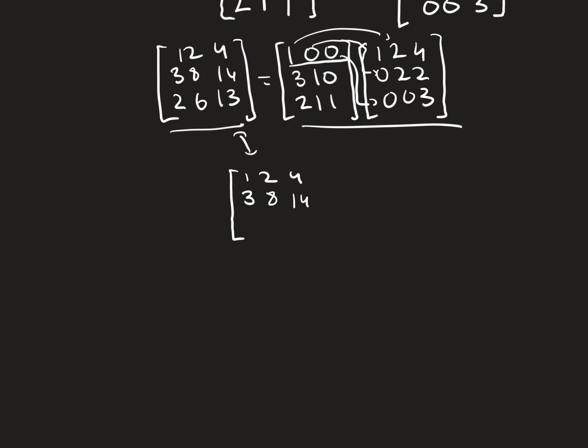Then for our last row, we need 2 times the first row, 1 of the second row, and 1 of the third row. So 2 times 1 is 2, plus 0, that's just 2. Then 2 times 2 is 4, 4 plus 2 is 6, 6 plus 0 is 6. And then for our last one, we have 2 times 4 is 8, and 8 plus 2 times 1 is 10, and then 10 plus 3 times 1 would be 13.